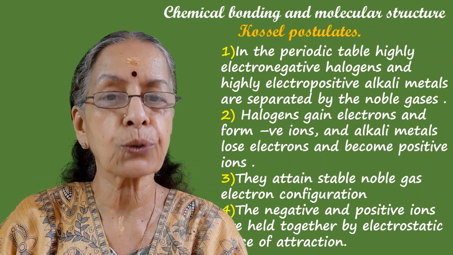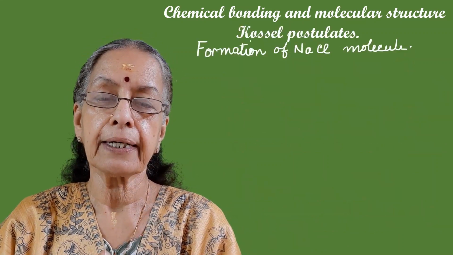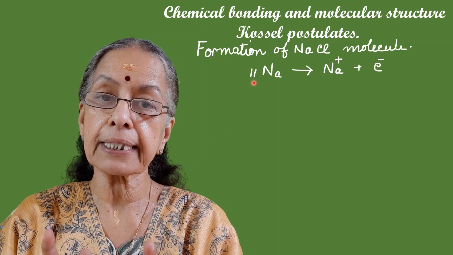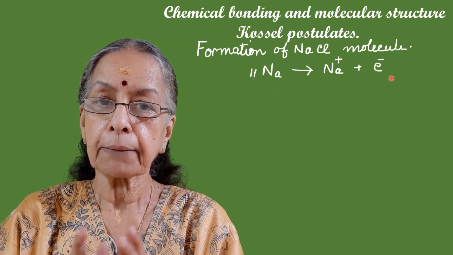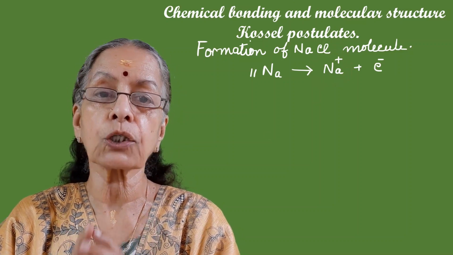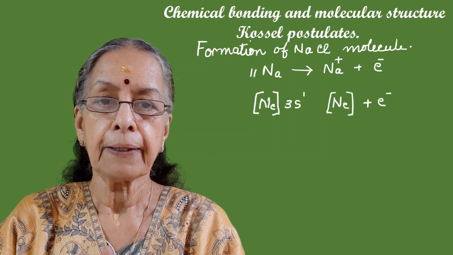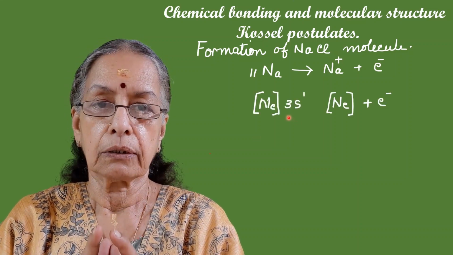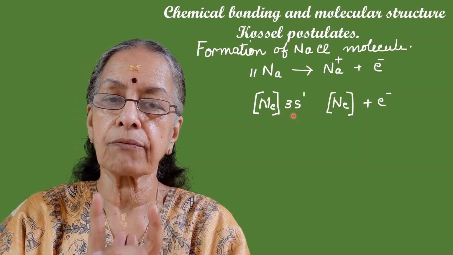Say for example, sodium chloride. Let us see the formation of sodium chloride. Sodium atomic number is 11. When it loses 1 electron, it becomes sodium ion. How can we represent the electron configuration of sodium? We can represent it as neon, 10 electrons. Then 3s1.